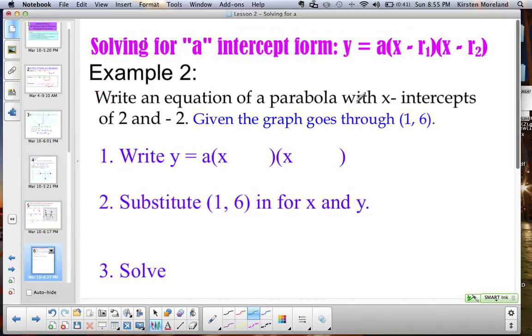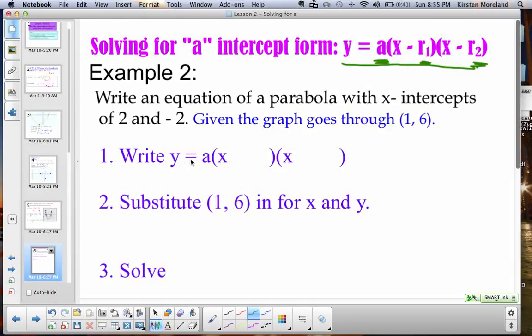Write an equation with a parabola of x-intercepts of 2 and -2. Now remember, this is the equation you wrote down: a times (x minus r1)(x minus r2). And we should just know by now that r1 and r2 aren't anything funny. They're just our x-intercepts or our roots. And this a is what we're trying to find. So when we start, we're just going to leave the a there.